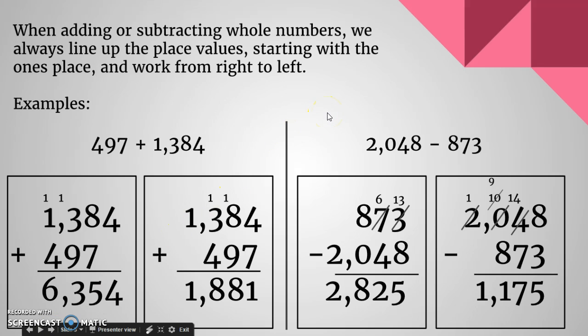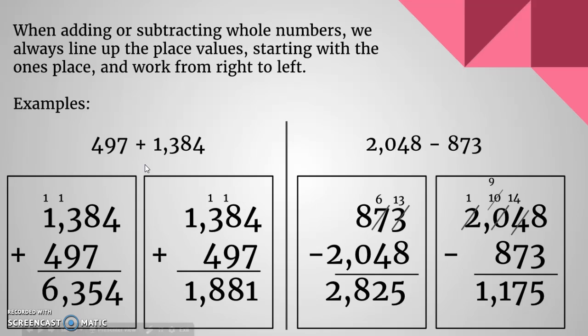Okay, so also when we're adding or subtracting whole numbers, let's go back a little bit. We remember that we always have to line up the numbers by their place values, starting with the ones place, and then we work from right to left. If you take a look at the two worked out examples for the addition problem, one of these is worked out correctly and the other one is not.